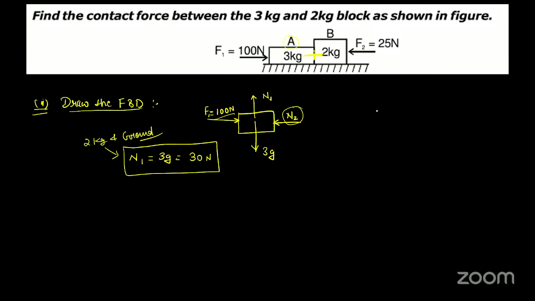Got it? Similarly, draw the FBD for the 2 kg block. So for the 2 kg block, if you see clearly here, again there will be a normal reaction. Let's say N1 dash downward, there will be a weight 2g. This side we are having a force of 25 Newton, and this will be the N2 to compensate this. Okay. Now how to proceed in this question?